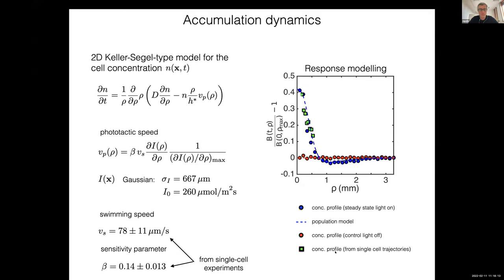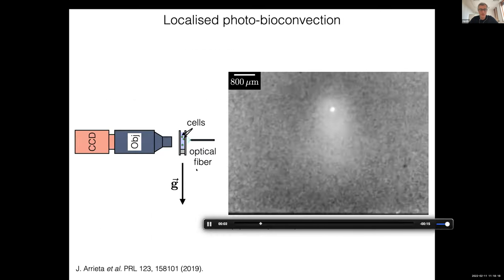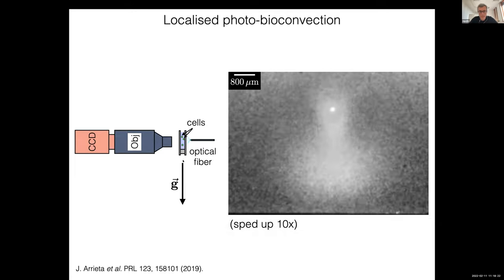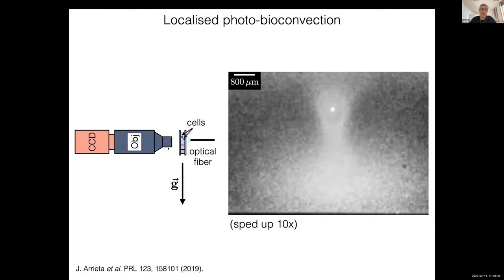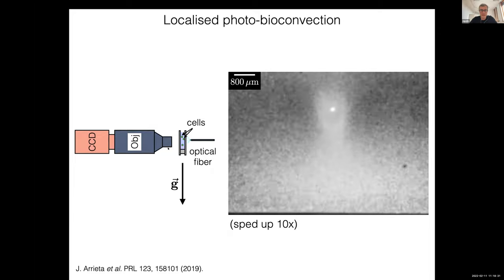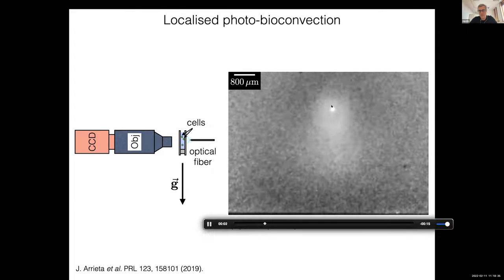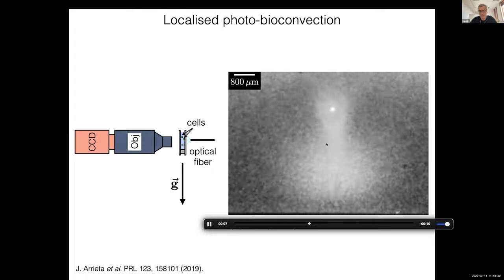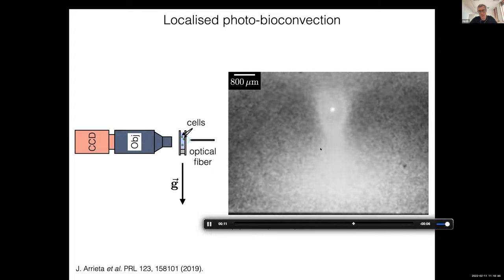So we then went on and used this as a predictor of what would happen if you were to move or reorient the helical cell vertically, because at that point, gravity starts to play a role as well. If you do that, you can elicit the development of a local photobioconvective plume, which can then be used, for example, to mix the suspension.